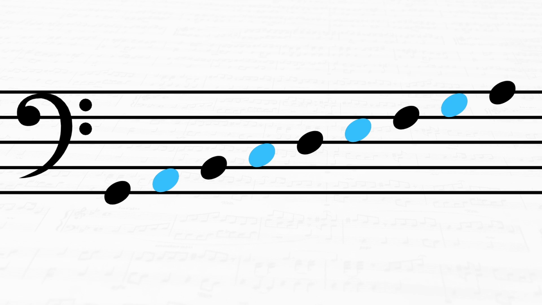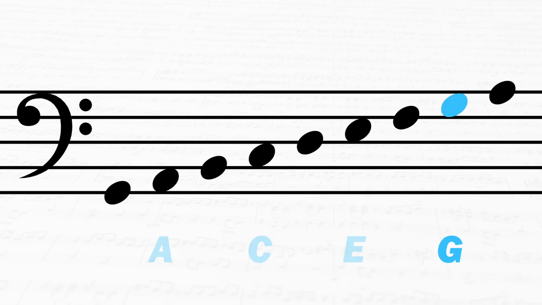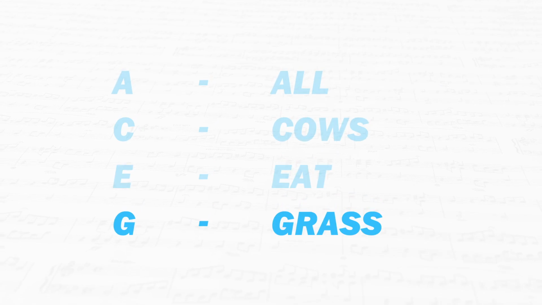Then on the flip side, if you look at just the notes we have in the spaces, we have A, C, E, and G. So to remember this one, we could use the acronym All Cows Eat Grass.